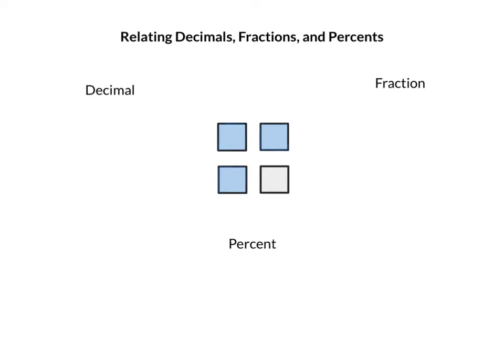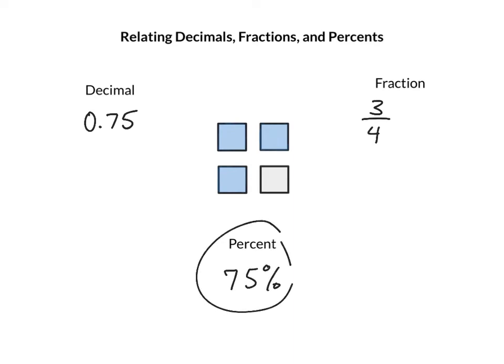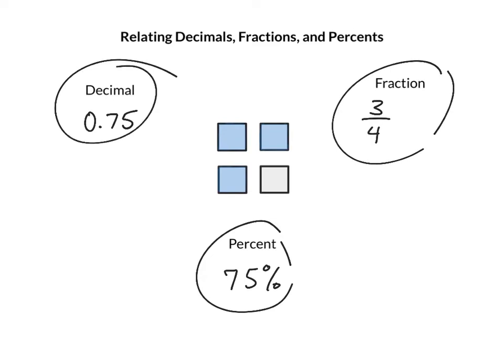So let's start by writing it as a fraction. So we have 3 out of 4 boxes filled in. Okay, so 3/4. We should know that 3/4 is equal to 75 hundredths as a decimal, so 0.75. And then this is also equal to 75%. Okay, so these are 3 different ways that we can represent this quantity with numbers. And we're going to talk about how we switch from each one of those today.